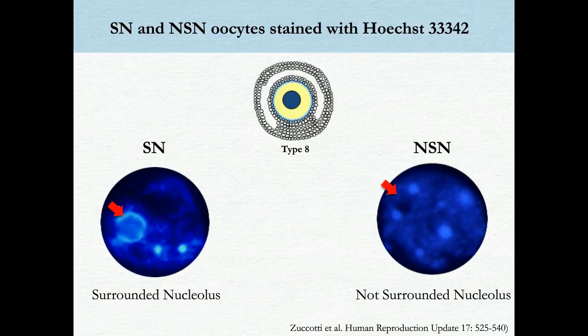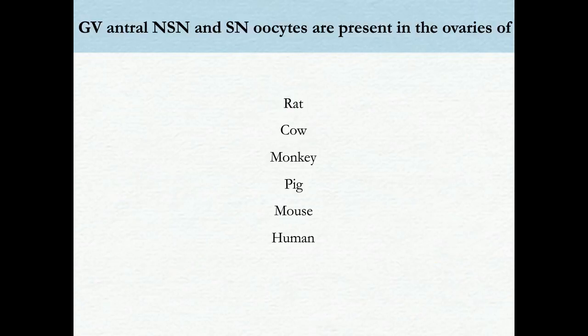Importantly, the two types of oocytes are present within the ovaries of all mammals studied so far, like rat, cow, monkey, pig, mouse, and human as well. Although the analysis of the chromatin organization is a gross parameter, it turned out to be very informative on the oocyte developmental competence.